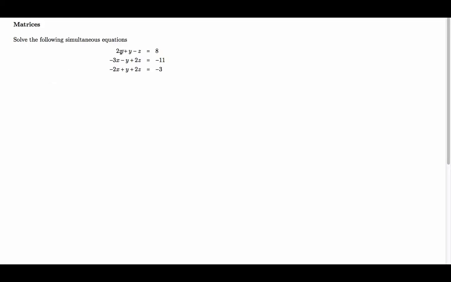Example, we want to solve the following simultaneous equations using Gaussian elimination. So the first thing we need to do is set up our matrix. So we have 2, 1, minus 1, minus 3, minus 1, 2, minus 2, 1, 2. And on this right hand side we have 8, minus 11, minus 3.